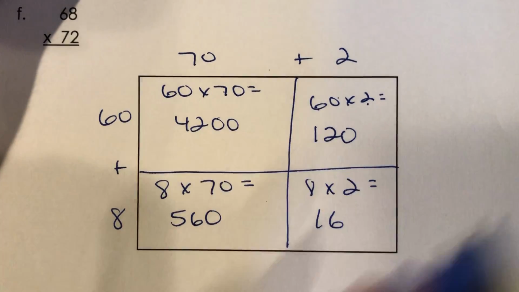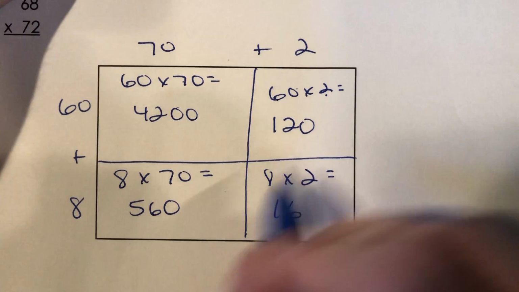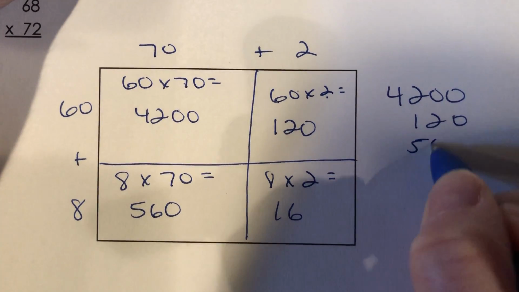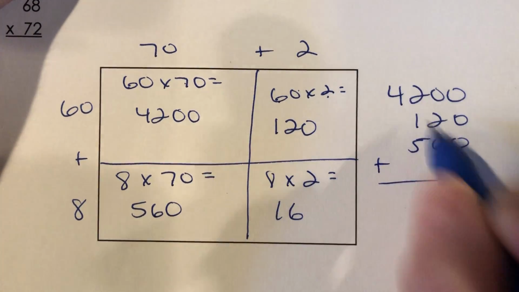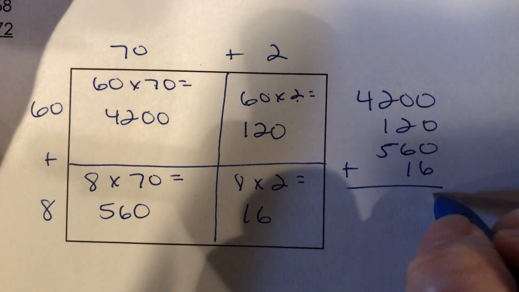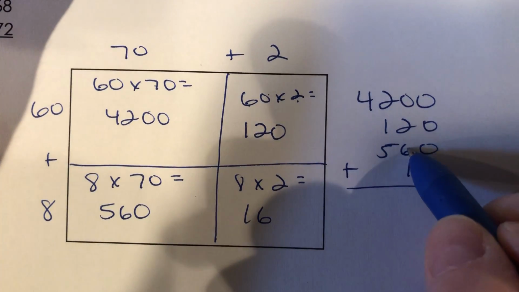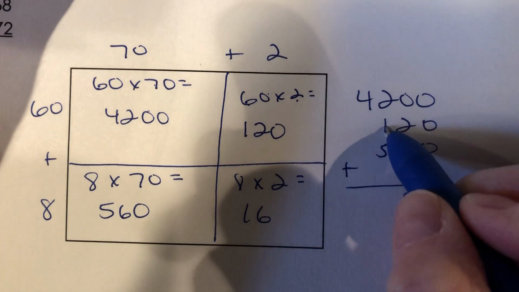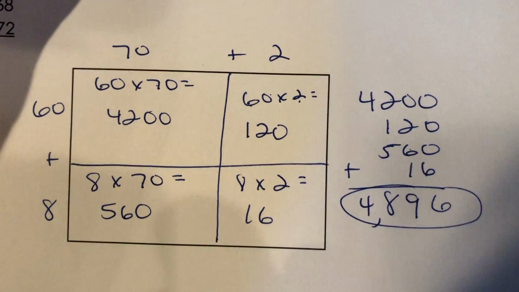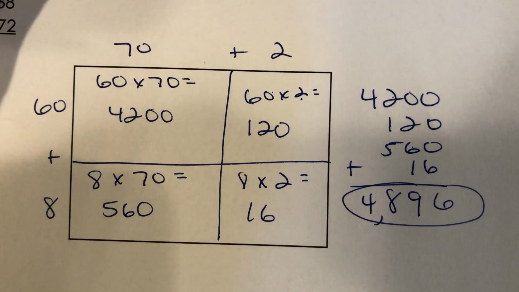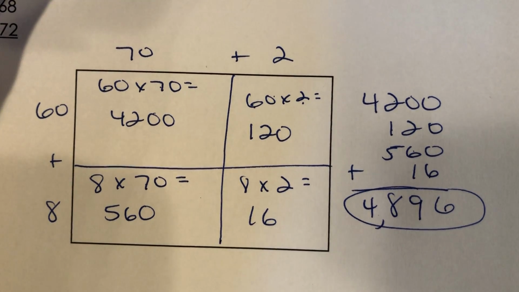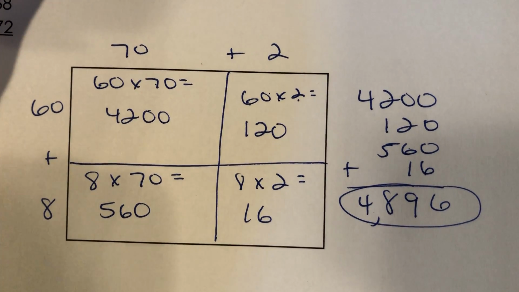All right, now to find the area of the whole thing, we are going to add all of these partial products together. So 4,200 plus 120 plus 560 plus 16, any order that you want. As long as your place values are lined up, you're good. When I add my ones, I get 6. When I add my tens, I have 6, 7, 8, 9, 5, 6, 7, 8, and 4 plus nothing because there aren't any other thousands. 4,896. So now you know how to multiply double-digit numbers using the place value sections method. Talk to you later.